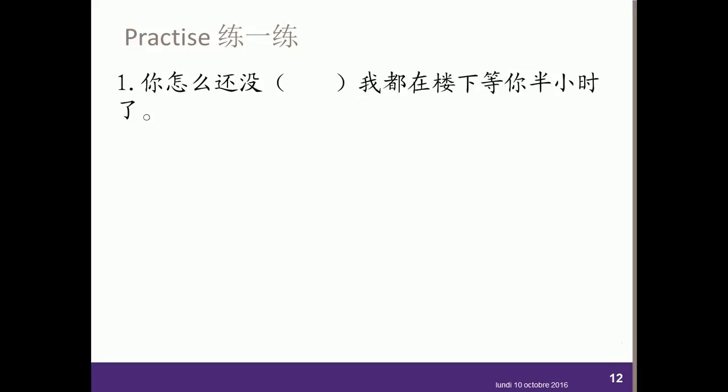Okay, so the answer is supposed to be 下来. So the answer to this question is 下来. 你怎么还没下来？我都在楼下等你半小时了。So how come you haven't come down yet? Alright, I'm already downstairs waiting for you for half an hour.